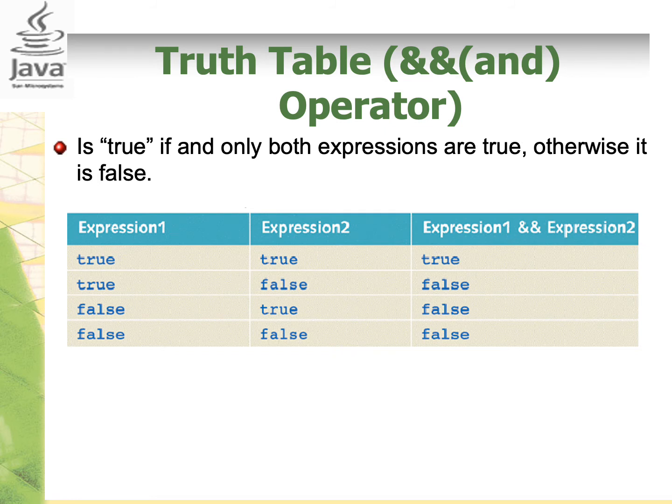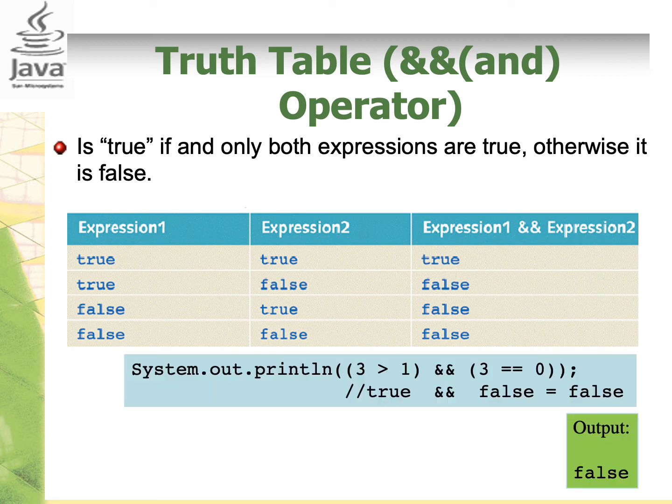The AND operator is comparing two expressions and has these properties. If both expressions are true, it will result in true. If only one of them is true, the result is false. And if both expressions are false, it will become false. So how can we use the operator in our code?